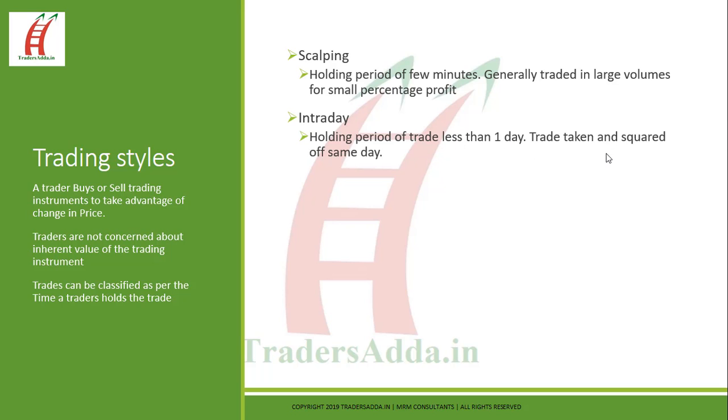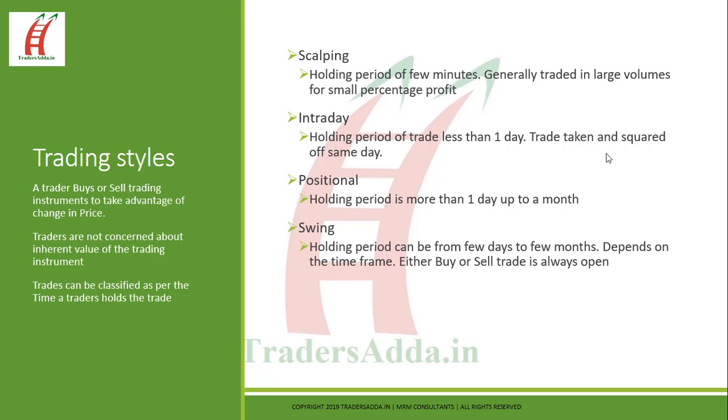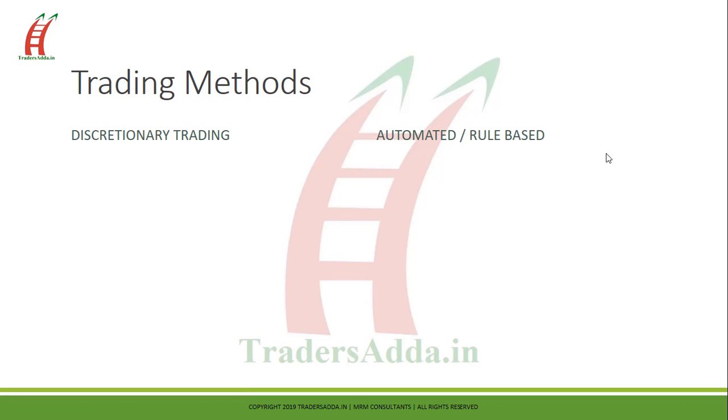Intraday. In intraday, the holding period of a trade is less than 1 day. Trade is taken and squared off the same day. Positional. In positional trading, the holding period of a trade is more than 1 day up to a month. Swing. In swing trading, the holding period of a trade can be from a few days to a few months. Depends on the time frame. Either a buy or sell trade is always open.